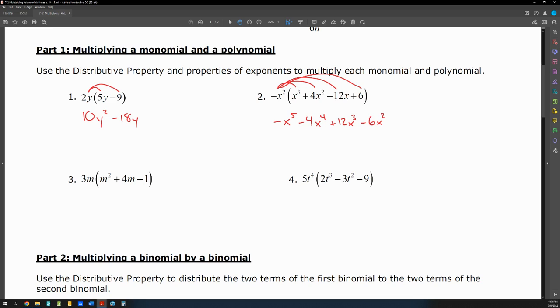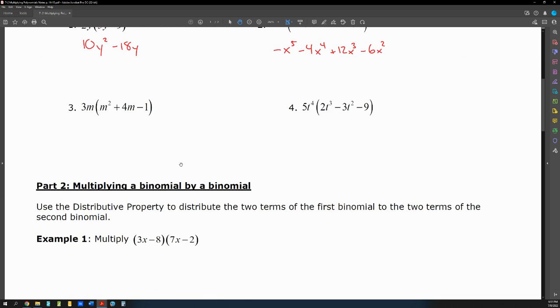Number 3. 3m times the quantity m squared plus 4m minus 1. We're going to distribute 3m into each of the terms. 3m times m squared is 3m cubed. 3m times 4m is 12m squared. And 3m times negative 1 is negative 3m.